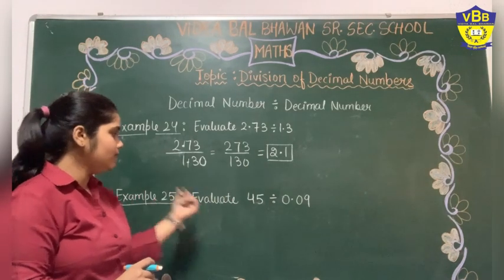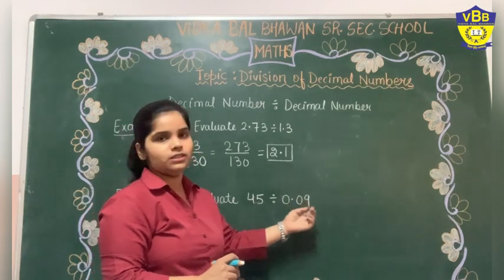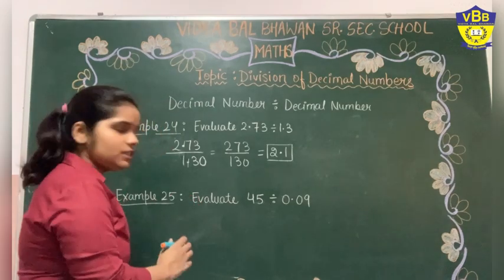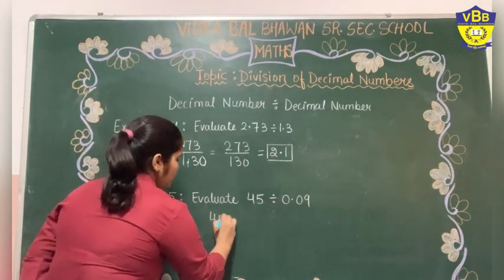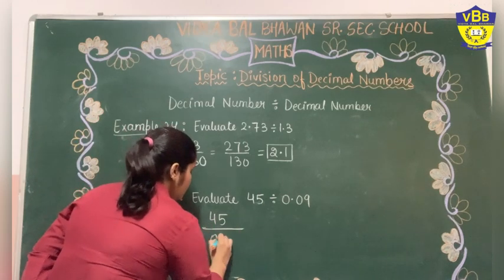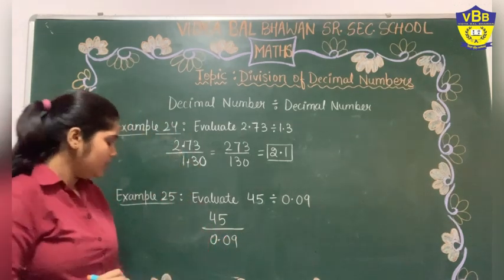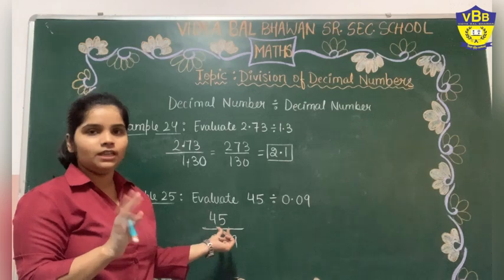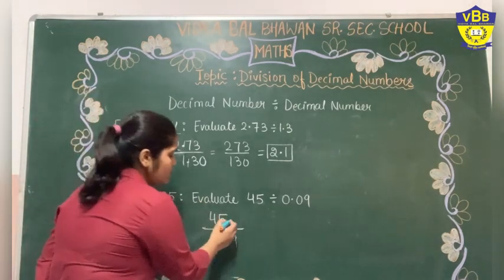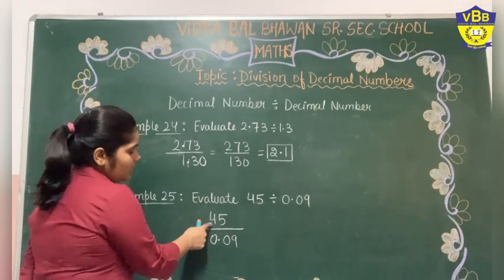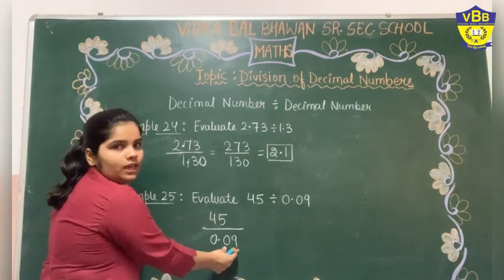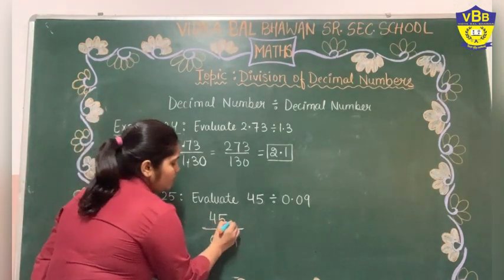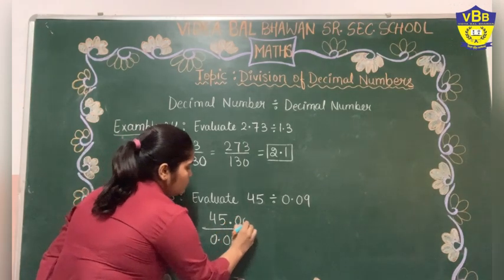Next example is evaluate 45 divided by 0.09. Again, the two decimal numbers given are not like decimals. Change them into like decimals. 0.09 has two decimal places, whereas 45 does not have any decimal place. So we will first make two decimal places in 45 because 0.09 has two decimal places. How can we do that? 45 is a whole number, so we will place a decimal after it and then two zeros.